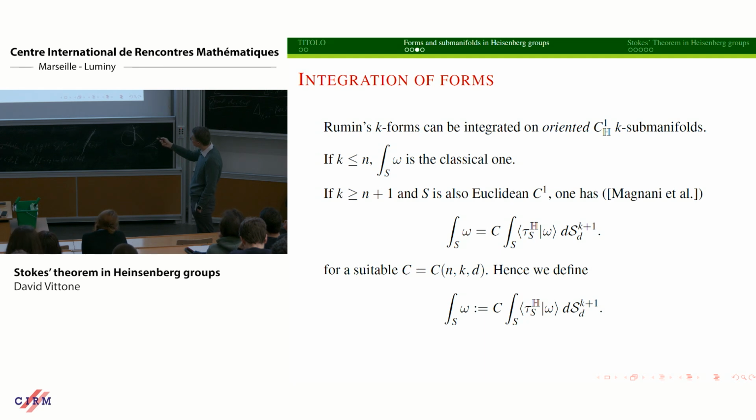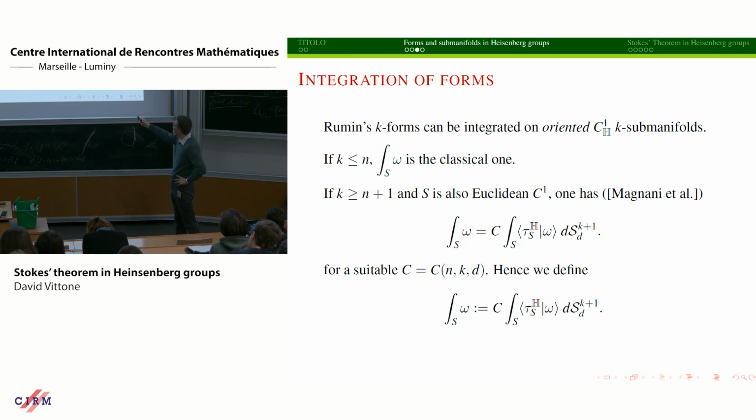Nonetheless, it was proved that when S is also Euclidean C1, so that this is well defined, then integrating omega on S is the same as computing the following integral. The integral on S of what? Of the duality pairing between omega and the horizontal tangent to S, with respect to this measure. This is the k plus 1 dimensional Hausdorff measure. Actually, for the experts, this is the spherical Hausdorff measure.